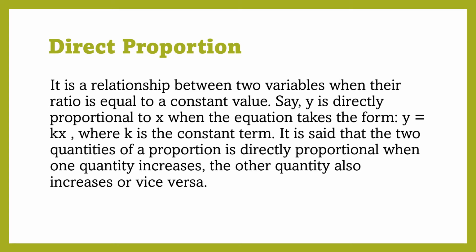Direct proportion is a relationship between two variables when their ratio is equal to a constant value. Let's say y is directly proportional to x when the equation takes the form y is equal to k times x, where k is the constant term. It is said that the two quantities of a proportion are directly proportional when one quantity increases and the other quantity also increases, or vice versa.